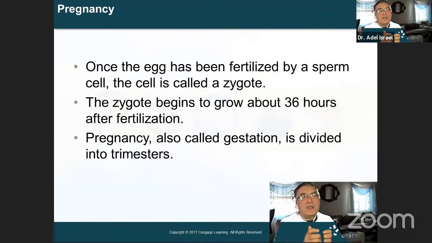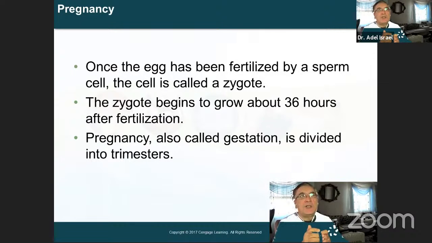Pregnancy starts when the sperm penetrate the ovum and start to make it one unit, and the first unit is the zygote. So what is the zygote? Again, this is an exam question. The zygote begins to grow about 36 hours after fertilization. This means 1.5 days. Pregnancy is also called gestation.